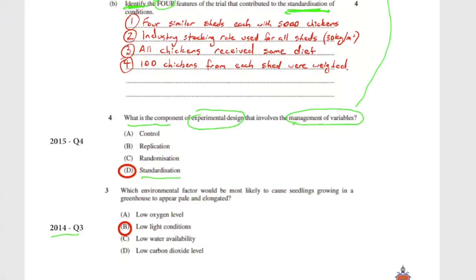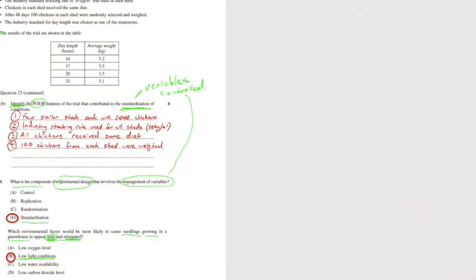Question 3 from 2014, which environmental factor would be most likely to cause seedlings growing in a greenhouse to appear pale and elongated? So the answer there is, if they're pale without green color and elongated, they're trying to find light, and they're not finding any because it's pale, no chloroplast, chlorophyll. And so the answer is that they have low light conditions. So the answer there is B.